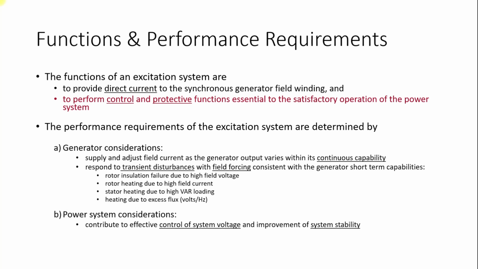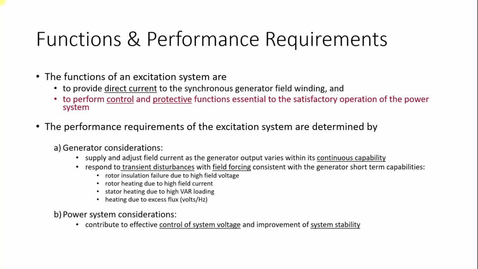First of all, what are the functions and performance criteria for an excitation system? A typical function of an excitation system is to provide the DC current to the synchronous generator field winding and to perform control and protective functions essential to the satisfactory operation of the power system.